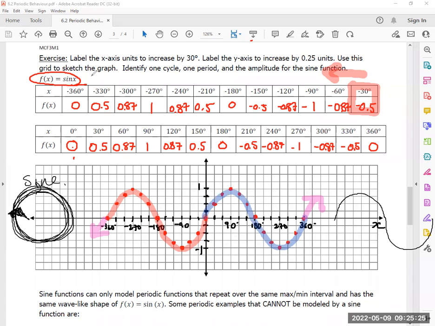Put a little star next to this, okay? Because this is going to be really helpful for part 1 of the assignment. I'm literally asking you to graph the most detailed sine curve possible as part of the assignment.